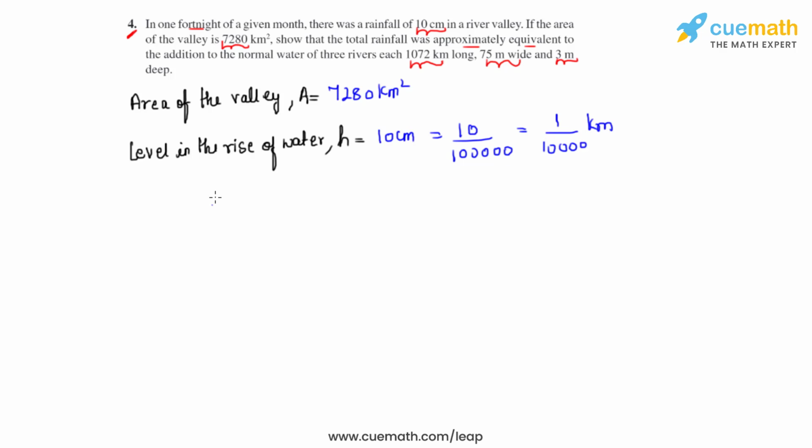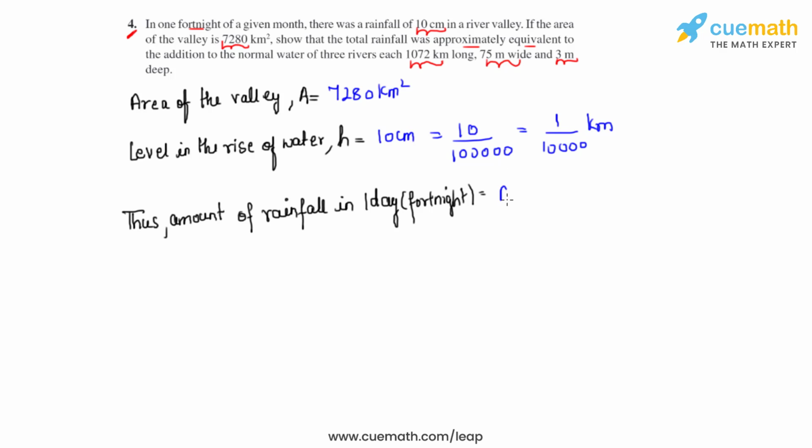Now that we have found out the level of the rise of water and we already know the area of the valley, we can find the volume or the amount of rainfall that happened in the fortnight, and that will be equal to area times the rise, which is h. So let's substitute the values. 7,280 times 1 over 10,000, and that gives us the answer as 0.728 kilometer cube. So this is the volume of water that was there in the valley when it rained in the fortnight.